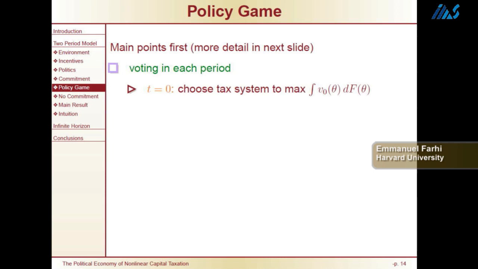Now, let's try to introduce this idea about limited commitment. And the way it's going to happen in the model is that there are going to be elections not only in period zero, but also in period one.